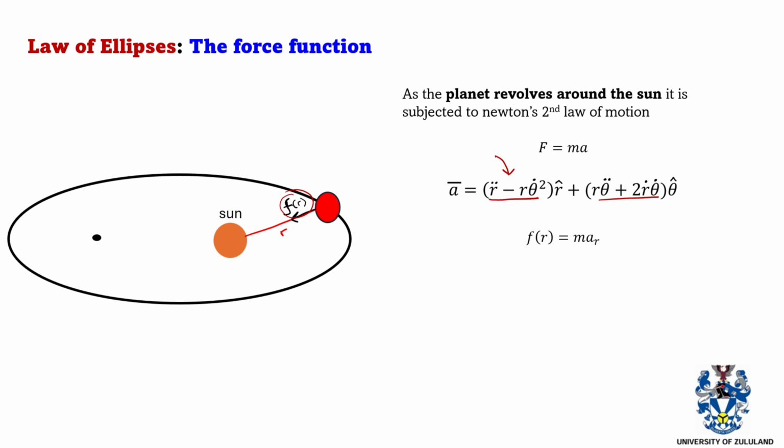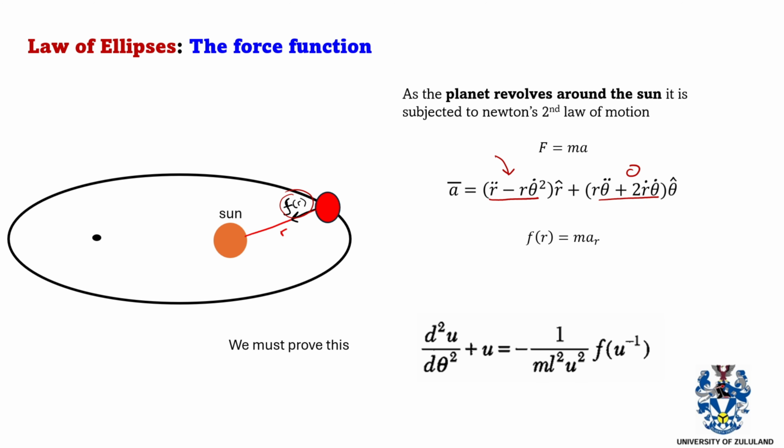Hence, we're going to rewrite Newton's second law as the radial force Fr is equal to m ar, whereby ar is just the radial acceleration, or basically this acceleration along the line. We're going to say that the transverse component is 0 because we are not considering it. We're just considering two dimensions. So what must we try to prove? We must try to prove this equation for the force function when we have a radial force.